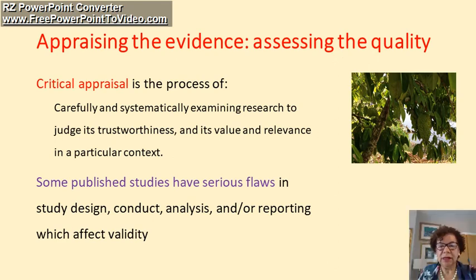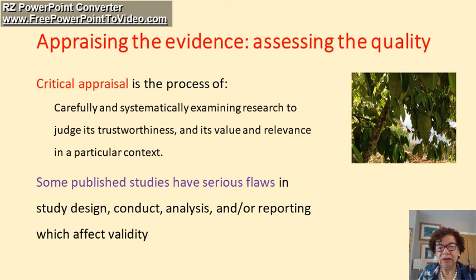In undertaking a search of papers from primary sources, once identified, the next stage is appraising the papers, the evidence, assessing its quality. This process is called critical appraisal. It is important because some published studies have serious flaws in study design, conduct, analysis, or reporting. All of these can affect whether accurate conclusions can be drawn, determining the validity of the work.